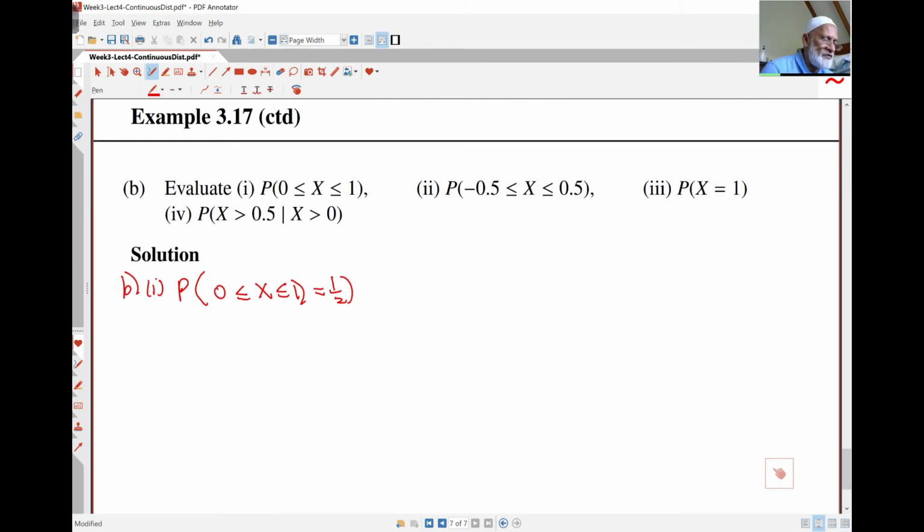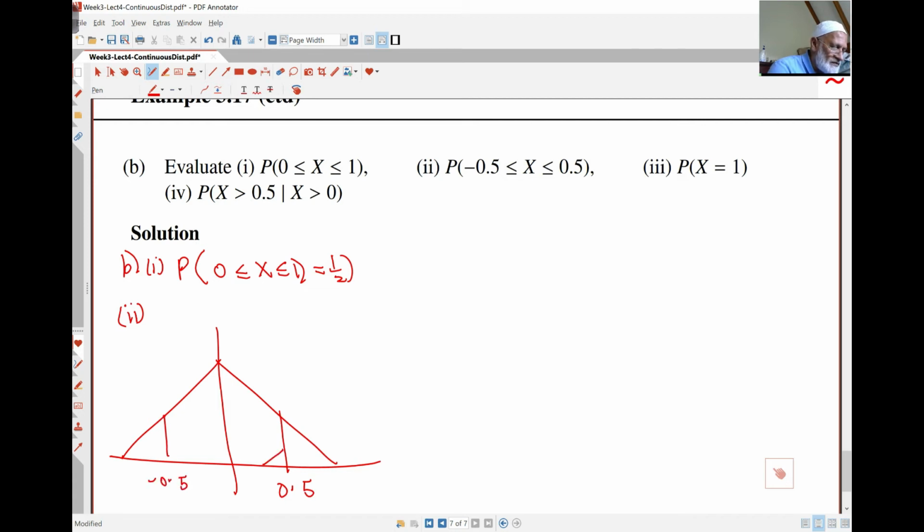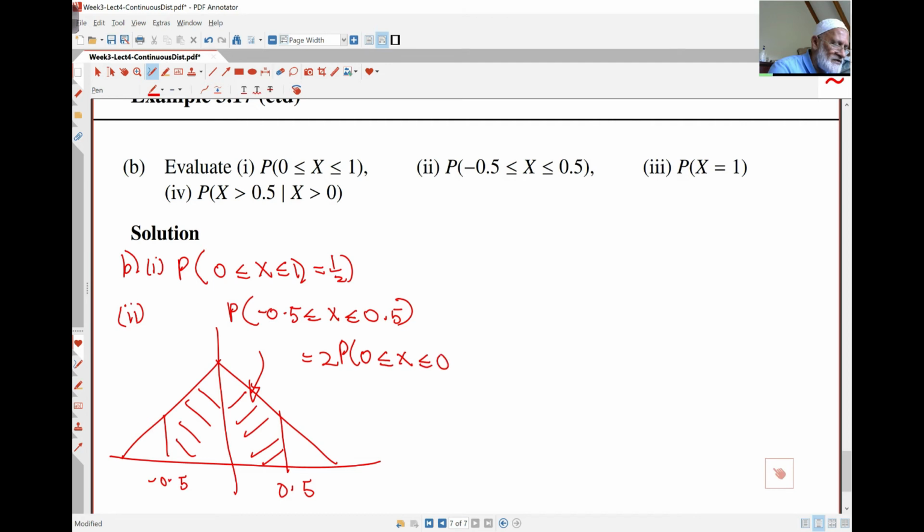Next part says probability -0.5 to 0.5. Now here, again I'll draw the PDF. There's 0.5 and there's -0.5. So I'm after the area in the middle. Again I can use symmetry. If I work out this area here, I can double that. So the probability -0.5 is less than or equal to x is less than 0.5 is twice the probability 0 is less than or equal to x is less than or equal to 0.5.